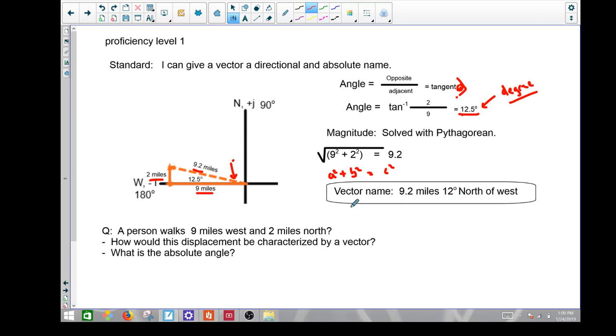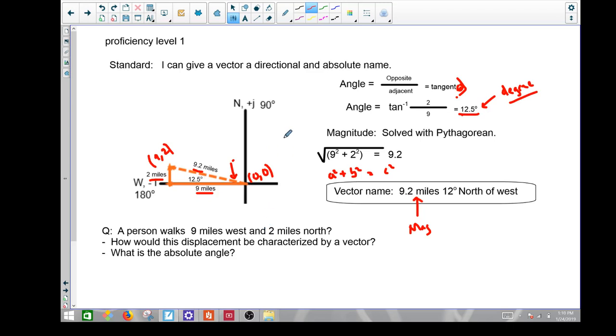Okay. All right. So how would I write this out? I'd write out my vector name is 9.2 miles. That's my magnitude, my new magnitude. Okay, and that's the distance from the origin. The origin is 0, 0. All right. And this one here is 9 and 2. So it'd be 9, 2. That'd be like the Cartesian plane sort of coordinates, 9, 2, and that would be that. Okay, so, but it is 9.2 miles from that origin. And what direction? Well, it's 12.5 degrees north of west.